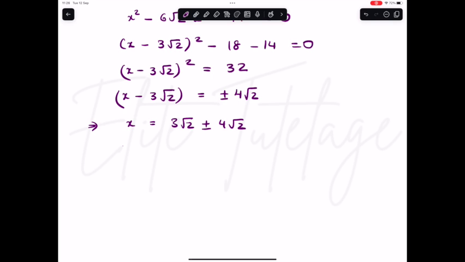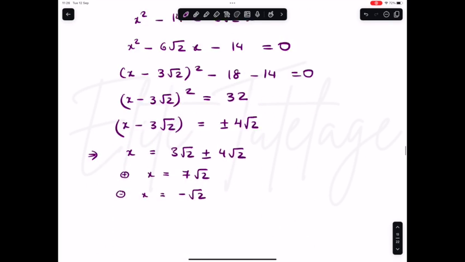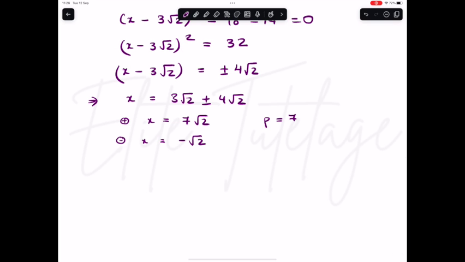So when there's a positive, you're going to get 7 root 2. For the negative value of x, you'll get negative root 2. So your value of p is 7 and minus 1. And that's it for this question.